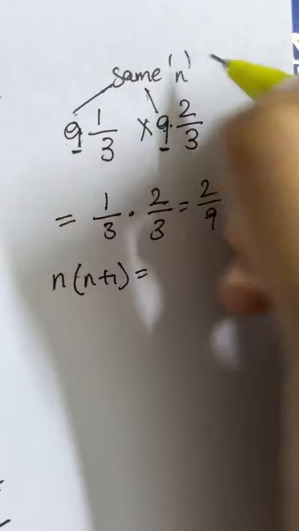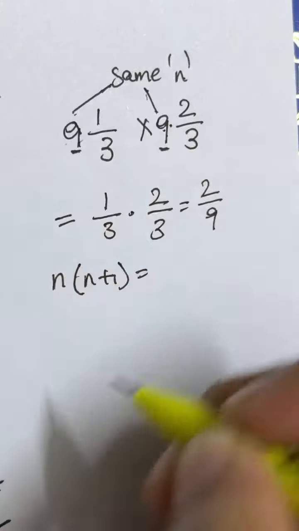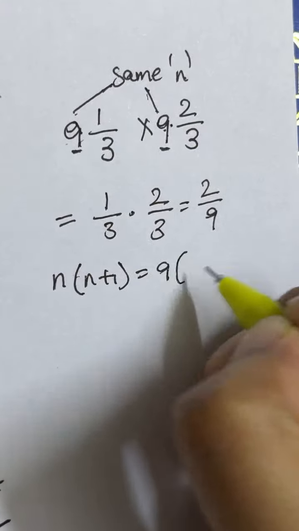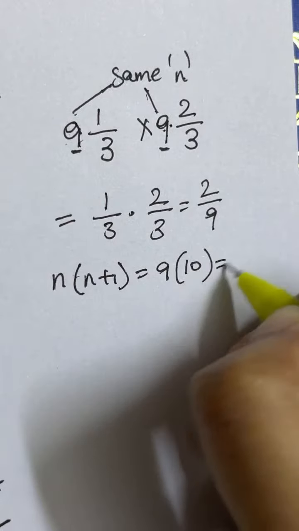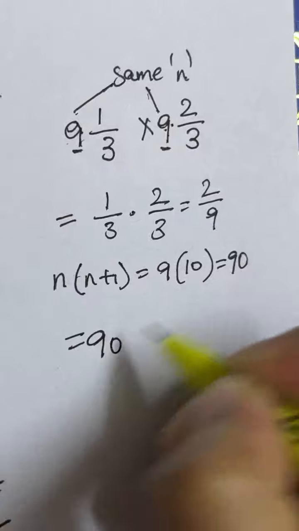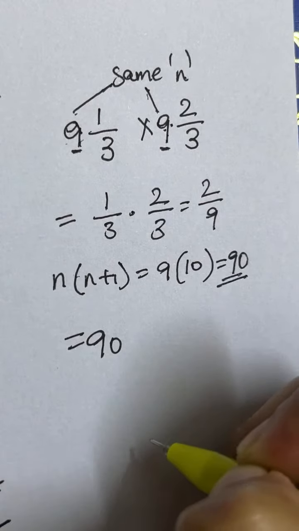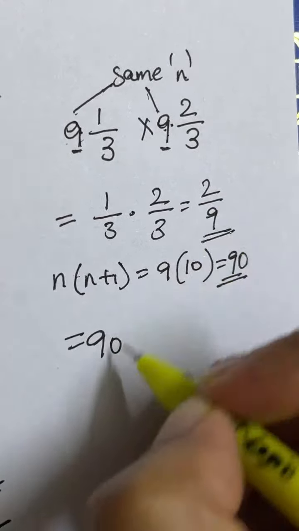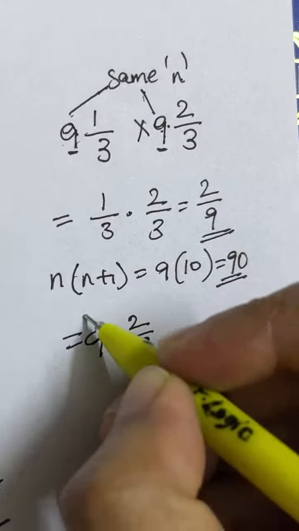This is your number n, that's 9. So I'm going to put this 9 into 9 plus 1 is 10. That's equal to 90. So I've got my answer: the whole number part is 90, and the fractional part is 2 9ths. That's it. I've got the answer.